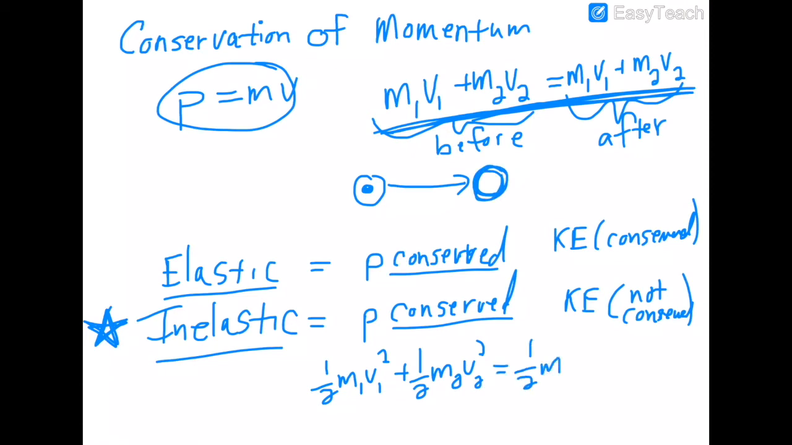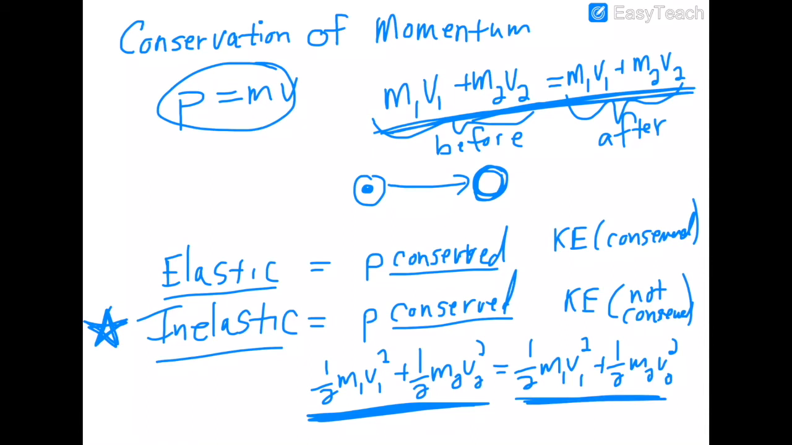that would equal the total kinetic energy after the collision, 1/2 m1 v1 squared plus 1/2 m2 v2 squared. All the kinetic energy before would equal all the kinetic energy after. This would say that the kinetic energy is conserved, but that only happens in elastic collisions.